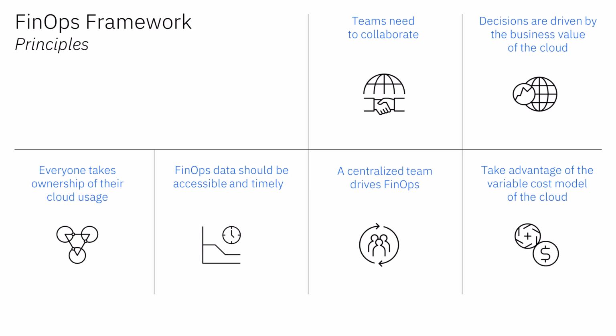A central team encourages and enables best practices in a shared accountability model, much like security, which has a central team, yet everyone remains responsible for their portion. And finally, you should take advantage of the variable cost model of the cloud. The cost model of the cloud should be viewed as an opportunity to deliver more value, not as risk.